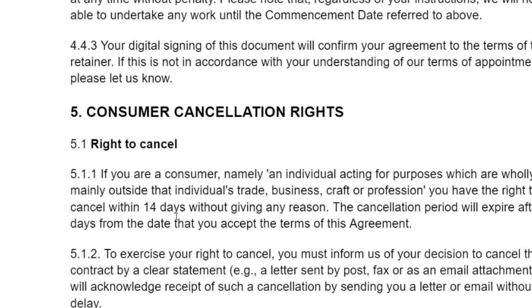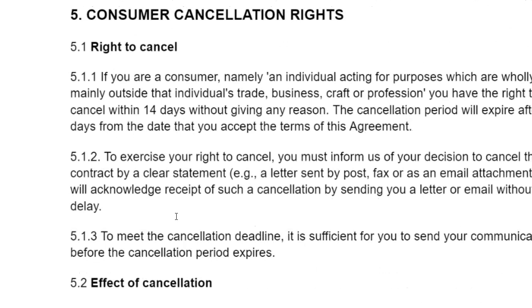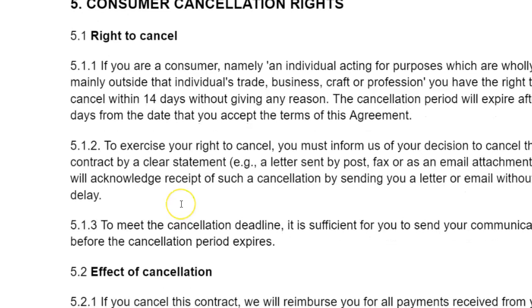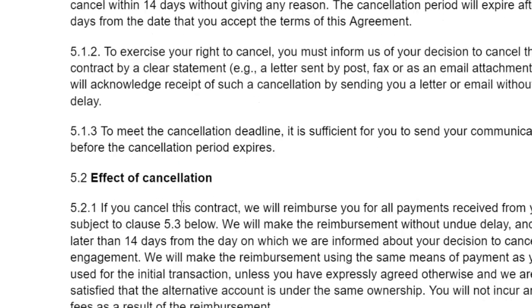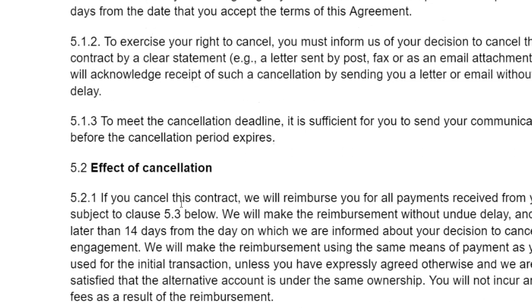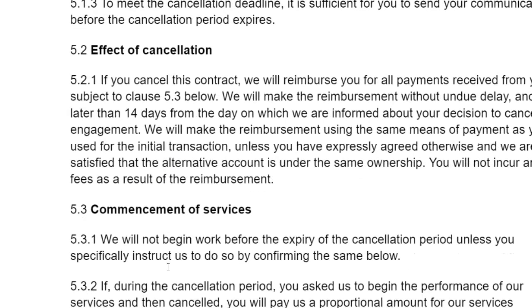Any digital signing, as good as paper, but make sure that you put it in the contract, in the engagement letter. Any consumer cancellation rights, so of course the consumer has rights to cancel. And again, a cancellation period of 14 days. For any reason, after 14 days, they accept there will be charges for the time that was proportionally used. Exercise of the right of cancellation, would it be informed in writing? I highly recommend having a written cancellation sent to you or as an email attachment. Effective cancellation, so you have to describe what will happen.